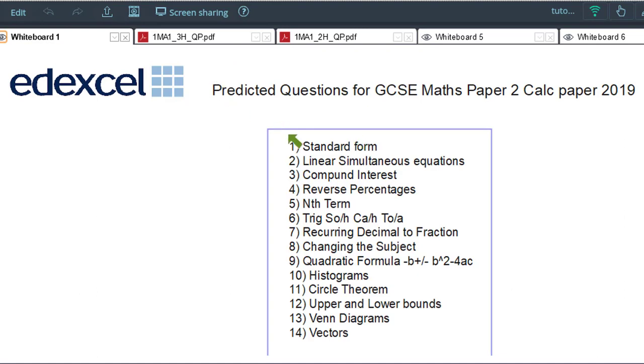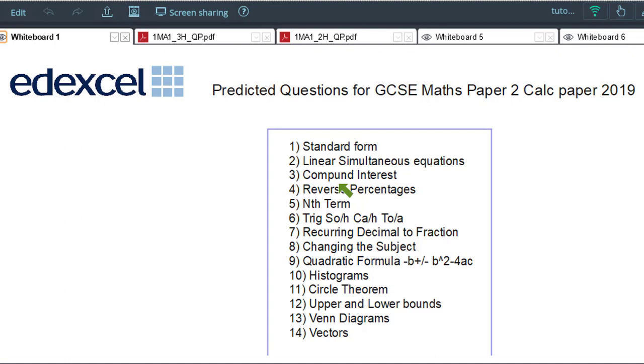So having said that, if we just have a quick look through our list here, we've got standard form, because you're going to be on a calculator paper. This will really just require you to understand how to use the little times 10 to the power of button at the bottom of the calculator. I will follow this up with a more detailed video where I'll do some actual questions for these predicted topics. Linear simultaneous equations, well, we talked about that. That could just come up as a straightforward question, or they could wrap it up as a problem and even link it to another topic like nth term.